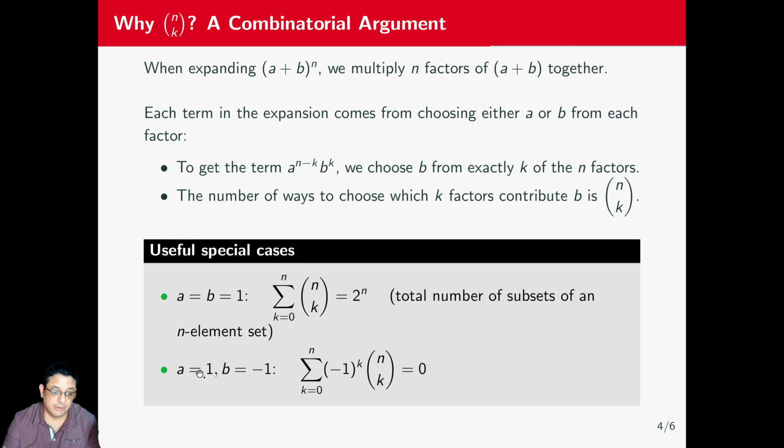And if you have a equals 1, b equals minus 1, of course, that's going to be 0. And that just gives me the identity that the sum of (-1) to the k times n choose k is going to be 0, which can be useful for proving things with series.